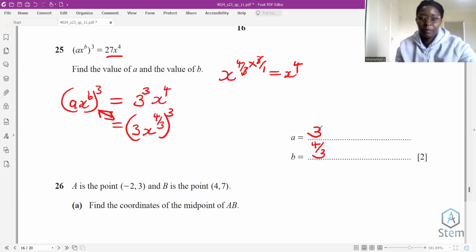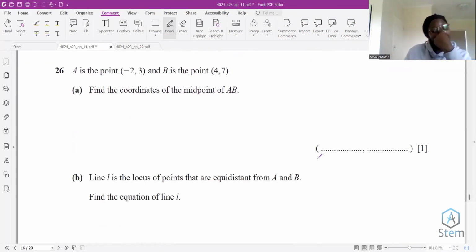Okay, let's move on. Number 26. A is the point that, and B is the point that. Find the midpoint of AB. This is our X value, our Y value, our X value, our Y value.